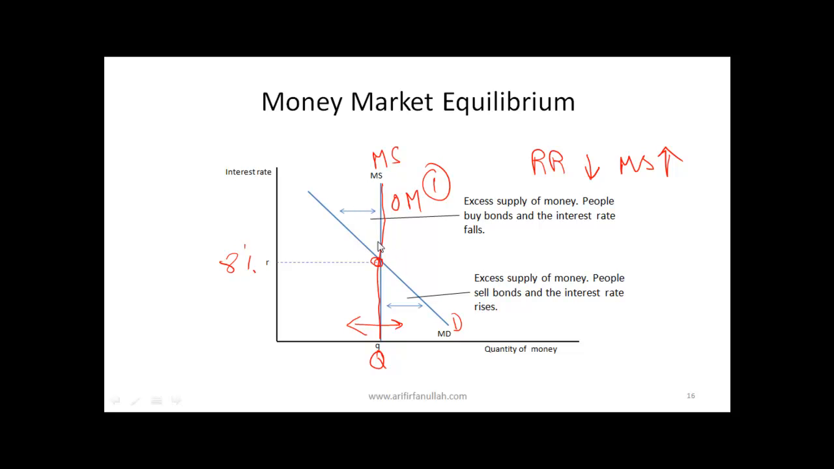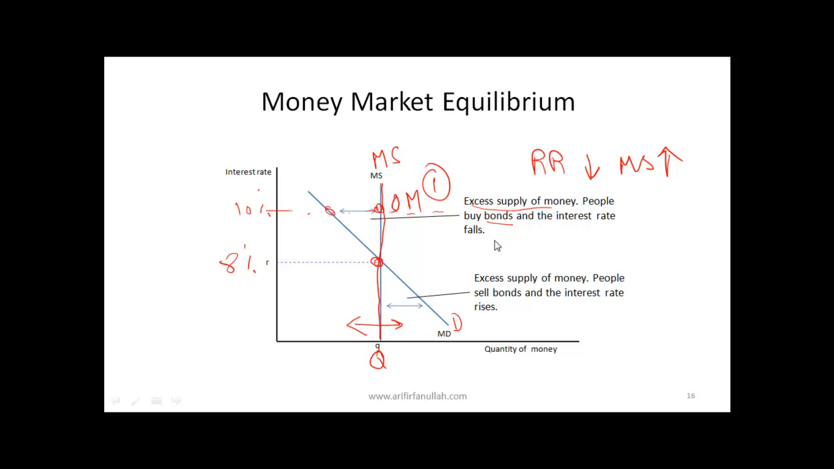So let's understand this picture a little better. Let's say that you are in this zone where interest rates are high, 10%. At 10%, there will be an excess supply of money. Notice here that at 10%, the supply of money is more than the demand for money. Then what will happen? If the supply of money is more, people will buy bonds, and you will understand this whole concept of bonds later.